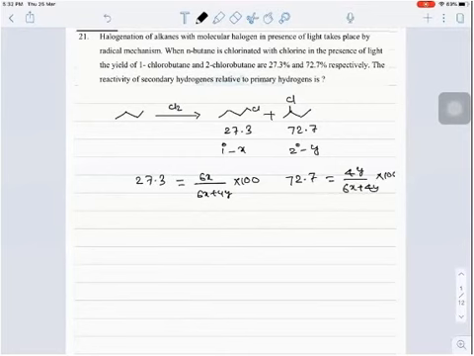into 100. Okay. Here what is asked? Secondary hydrogen reactivity, that is y. Y divided by x we should calculate. This is 1, this is 2. Divide 2 by 1. So we'll get 2.